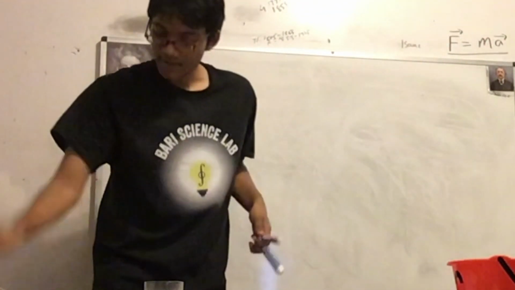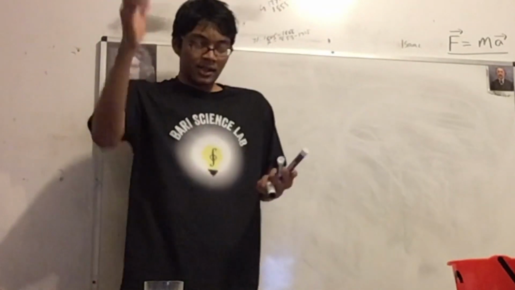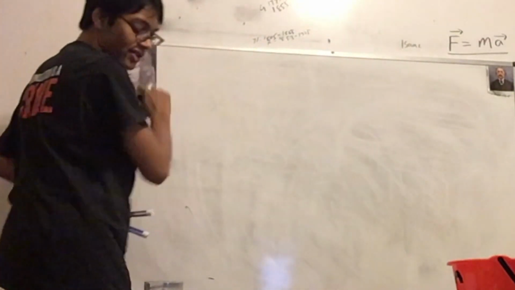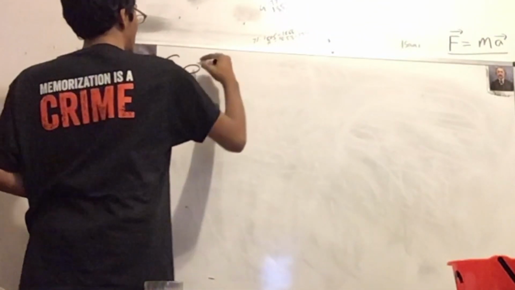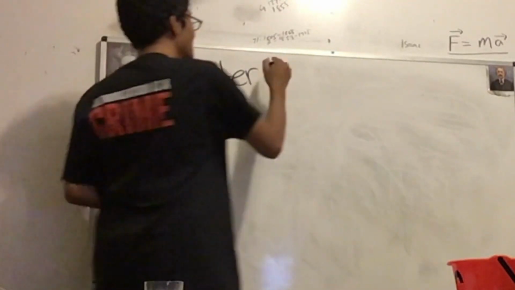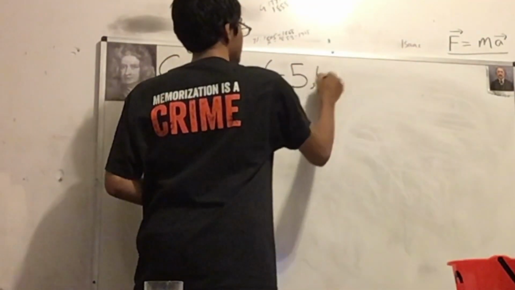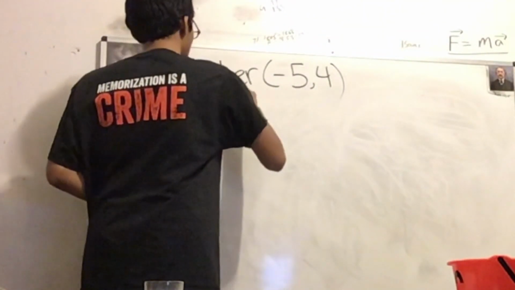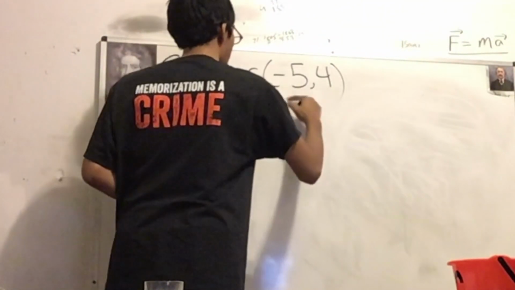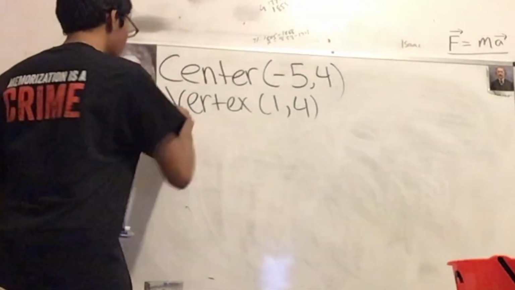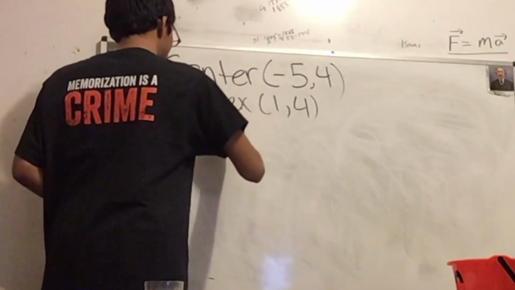What's our second example? What do we have for that? So for our second example, we actually have three givens. We have the center, the vertex, and the focus. So we have the center of our ellipse at -5, 4. We have the vertex of our ellipse at 1, 4. And finally, we have the focus, one of the foci of our ellipse, which is 0, 4.